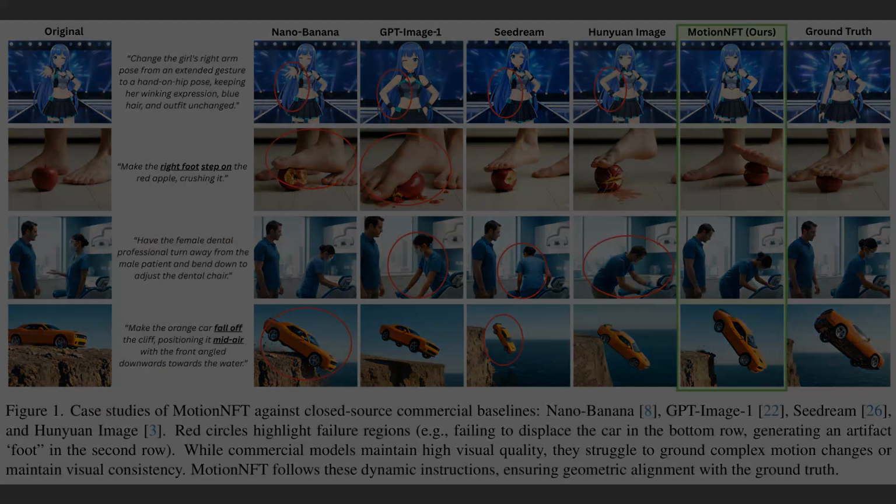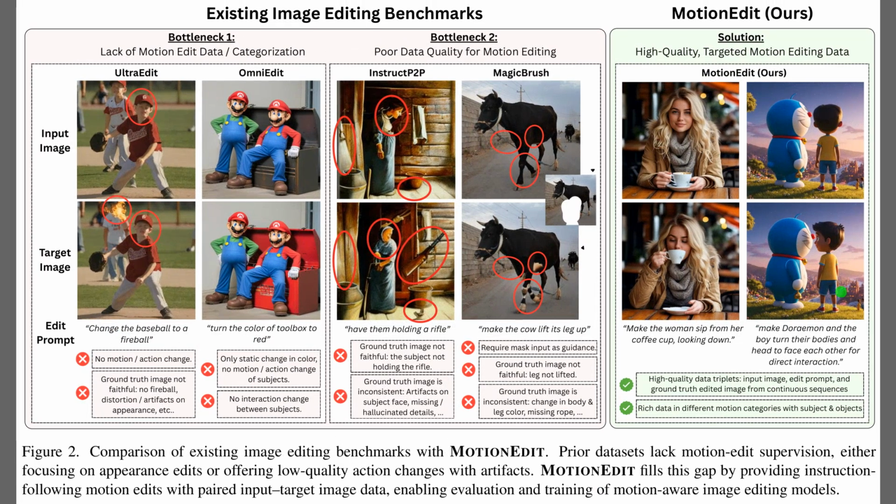The Motion NFT column matches the target poses and trajectories much better, so characters and objects actually move as the text describes. While Figure 2 contrasts old benchmarks with the new motion-focused dataset, the large left block shows 2 bottlenecks. Some datasets only change appearance, like color or texture, while others attempt motion edits but produce inconsistent or artifact-ridden targets, which the red circles highlight. The right block presents motion edit pairs, where the person or character clearly changes action, such as sipping coffee or turning to face another, while identity and scenes stay consistent.